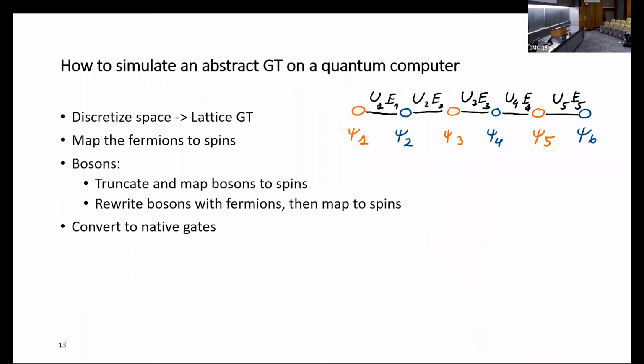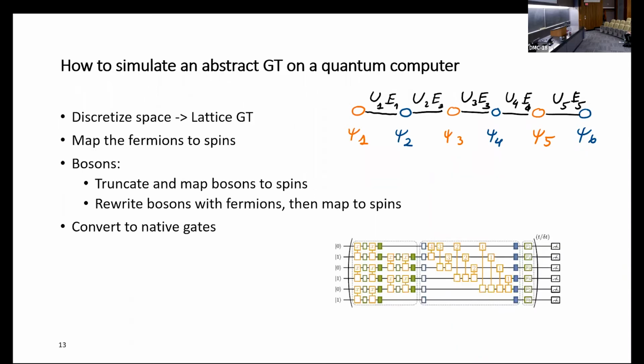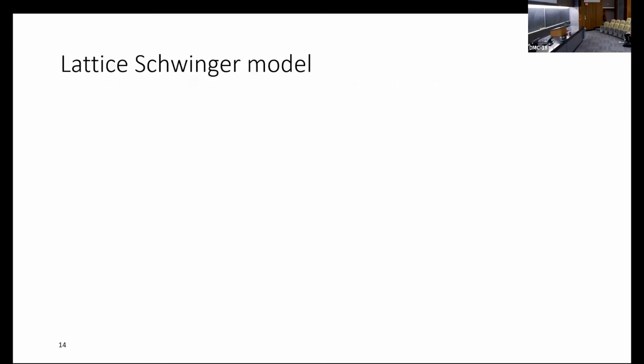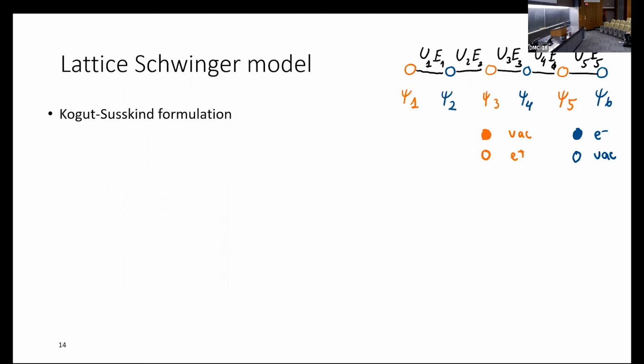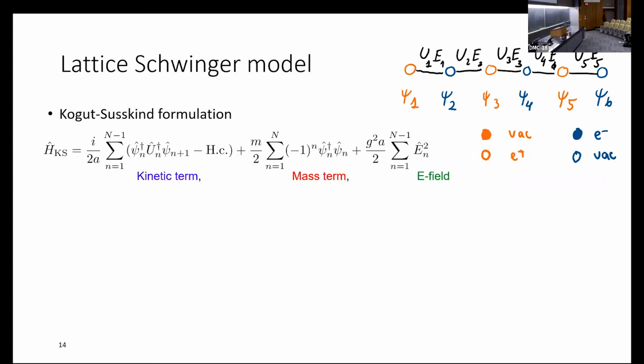And then you convert to your native gate set. So how do we apply that procedure to the Schwinger model? We use the Kogut-Susskind formulation. So now the odd site would be a positron, and the even site an electron, which is a fermion. The other one is an anti-fermion. And the link between them is the electric field, because this is one space dimension. So luckily we can forget about the magnetic field. And so we have this Hamiltonian, which has three terms.